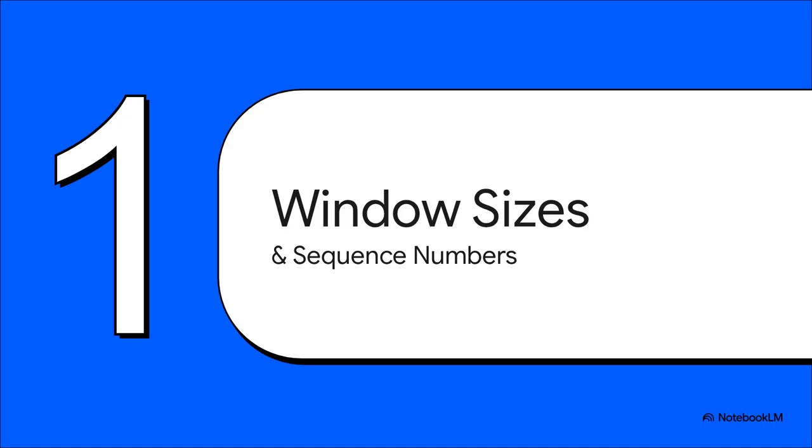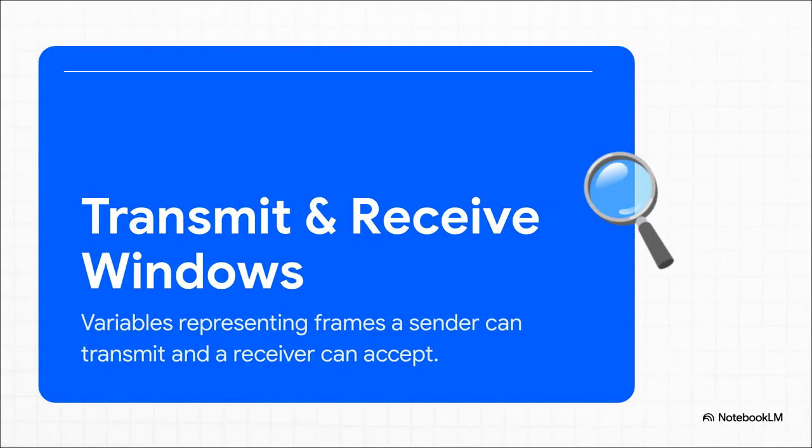Section 1, window sizes and sequence numbers. I need you to lock these two key variables into your memory right now because they are the absolute foundation for everything else we're going to talk about today. First, we have the transmit window. We call that N. This is the absolute maximum number of frames a sender is allowed to push out onto the network without waiting around for an acknowledgement.